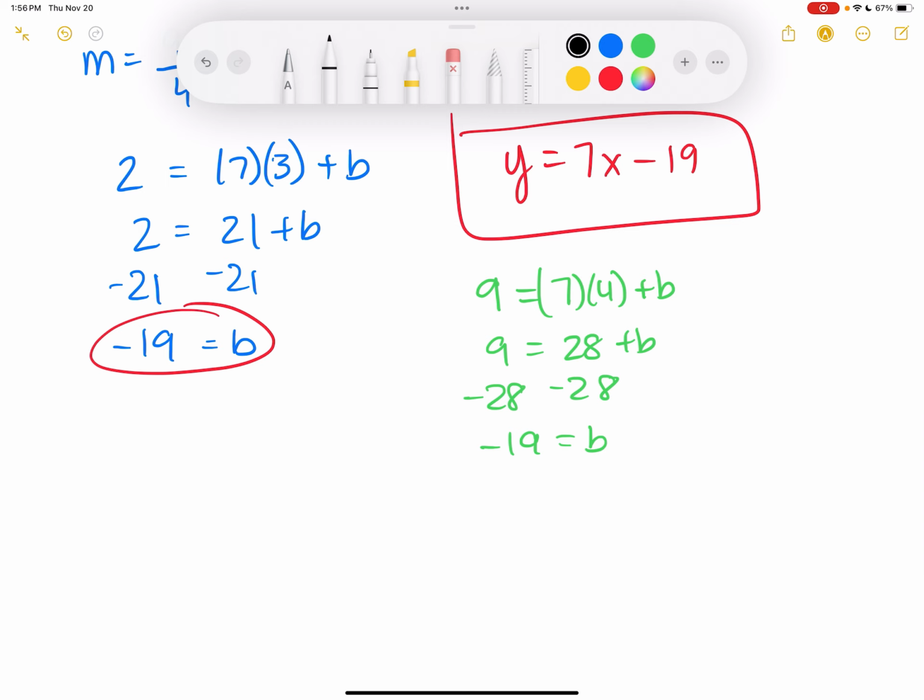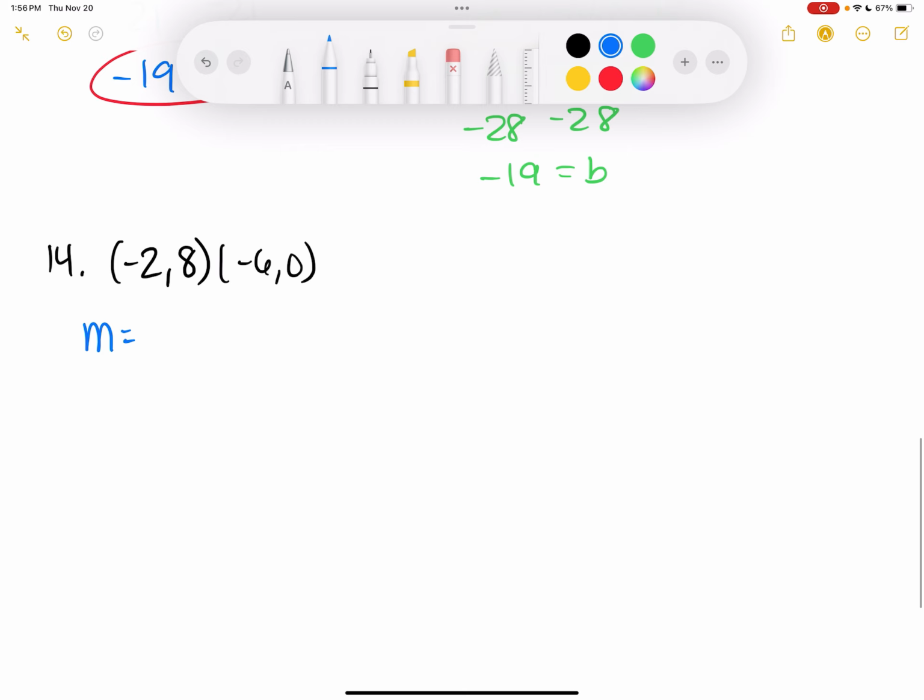14. (-2, 8) and (-6, 0). Alright, somebody set up slope for me. 0 minus 8, over -6 plus 2. So I get -8 over -4, which is a positive 2. So that's my slope.